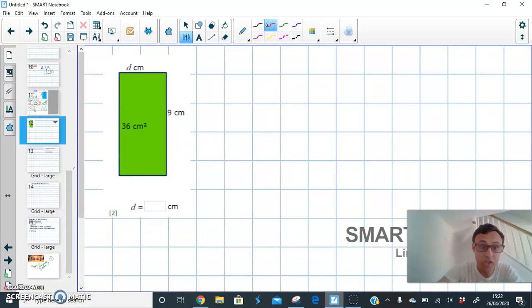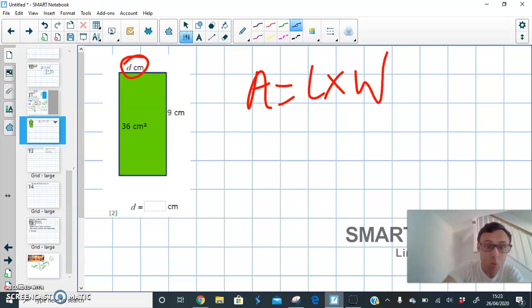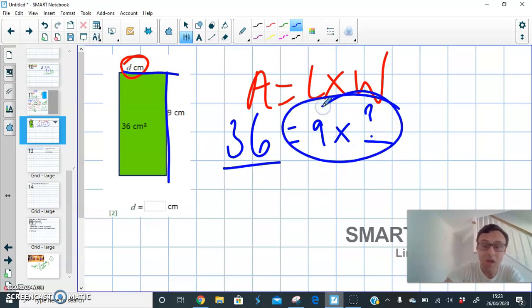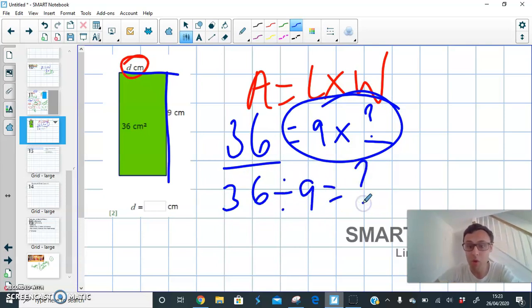Now, again, another question. We need to work out D. We know that the area is the same as the length times by the width. Well, its length here is 9. We don't know its width, D. We need to work that out, but we do know its area is 36. Well, I need to do the inverse then. So I need to do 36 divided by 9, and that will leave me with my question mark.